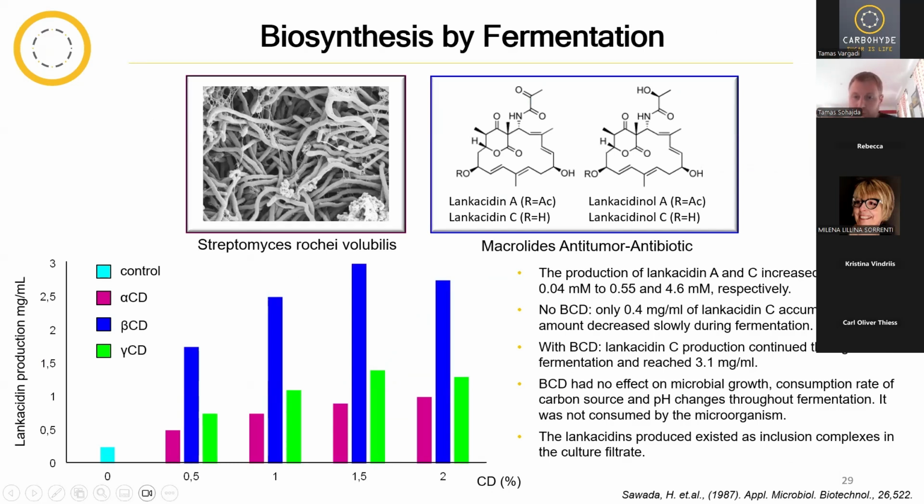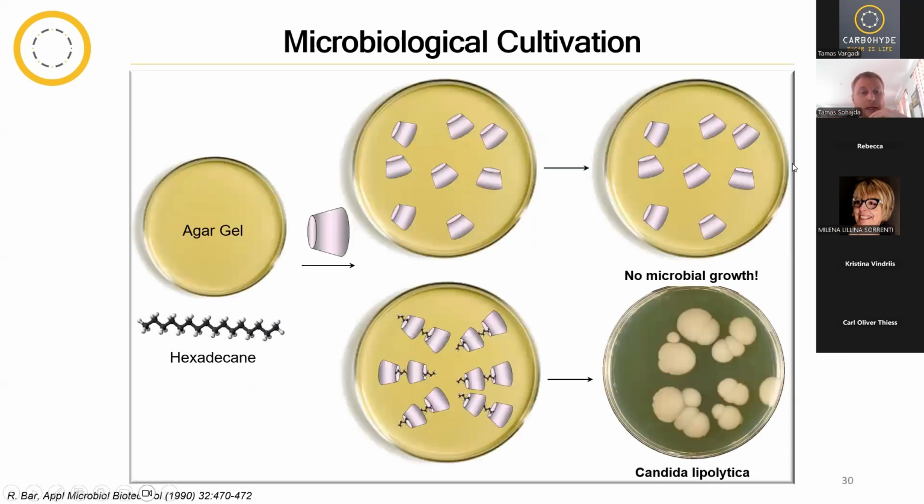Just another example where again different types of cyclodextrins were tried for the production of lancacidin. In this case, of course, you can see the structural differences, and here the beta cyclodextrin was working best. It had very minimal effect on the microbial growth, and it was not consumed by the organisms, but the production here, as you can see, compared to the control, could be increased dramatically.